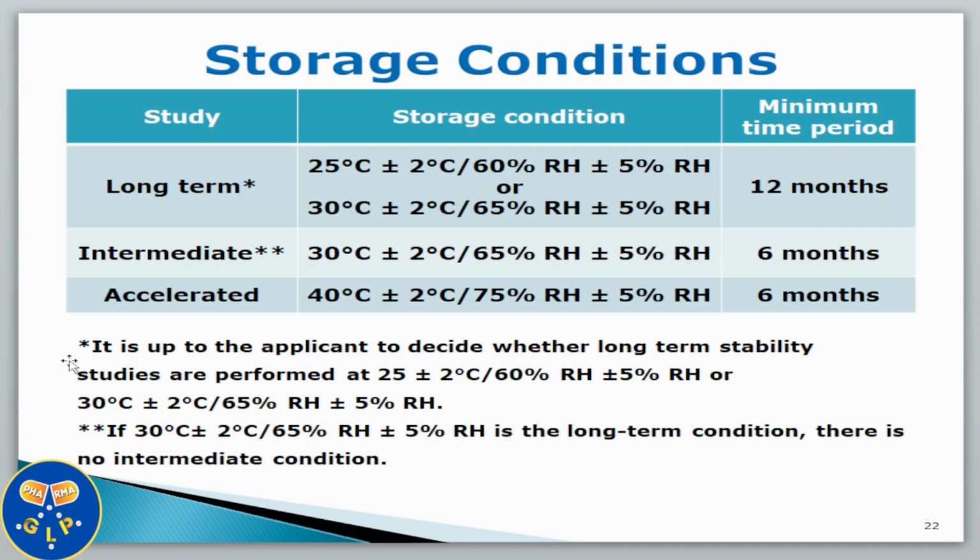Hence, the asterisk mark is given for it is up to the applicant to decide whether the long-term stability studies are performed at 25 degrees centigrade plus minus 2 degrees centigrade and 60% RH plus minus 5% RH, or 30 degrees centigrade plus minus 2 degrees centigrade and 65% RH plus minus 5% RH. And the double asterisk mark is given for if 30 degree plus minus 2 degree centigrade and 65% RH plus minus 5% RH is the long-term condition, then there is no intermediate condition.